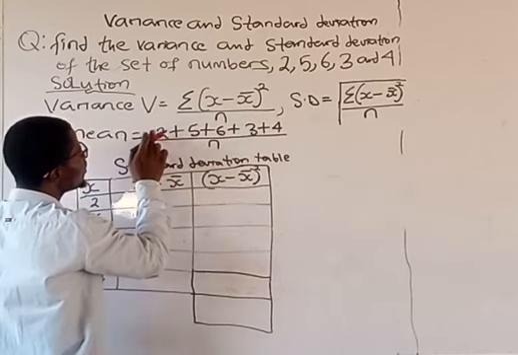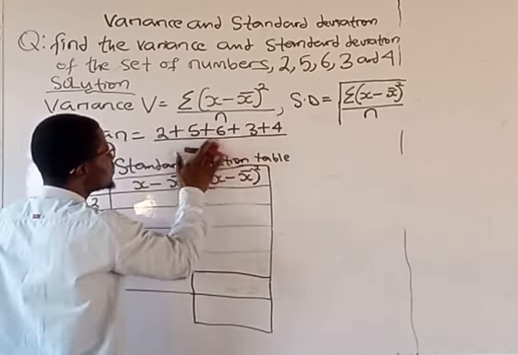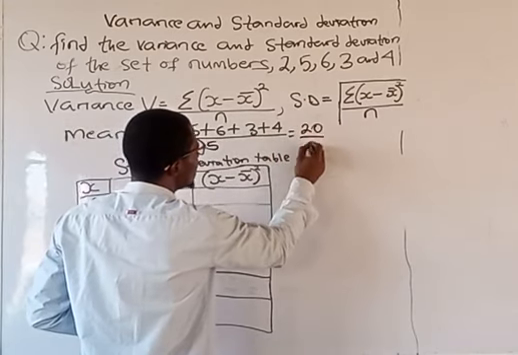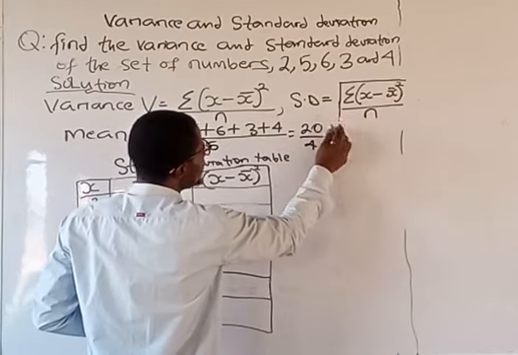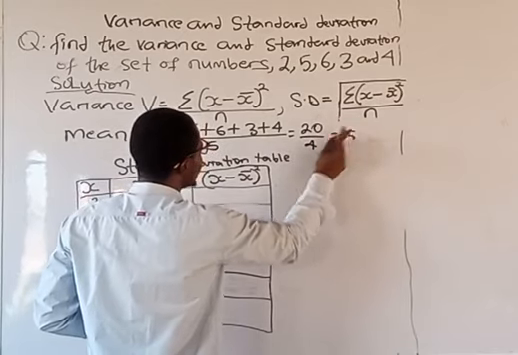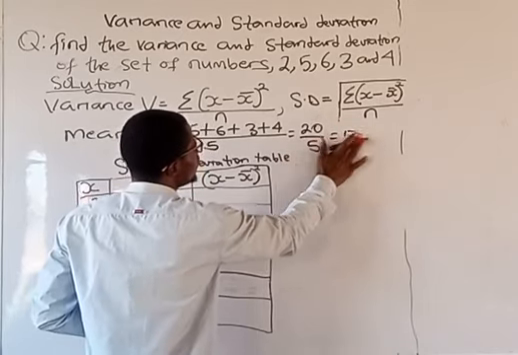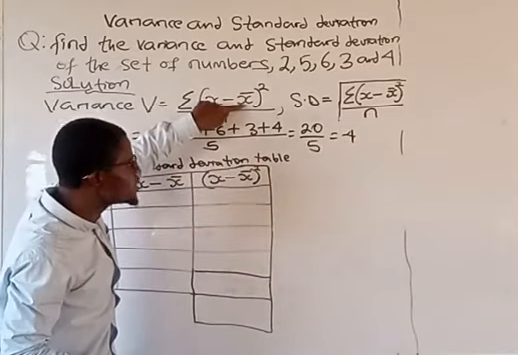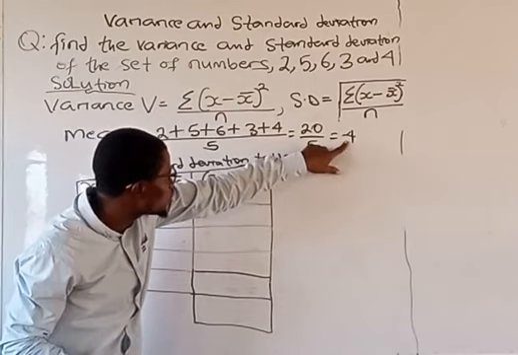If I count the numbers now, I have 1, 2, 3, 4, 5, so over 5. Sorry, 20 divided by 5 will give us 4. So our mean, which is the x bar here, is 4. Don't forget that.